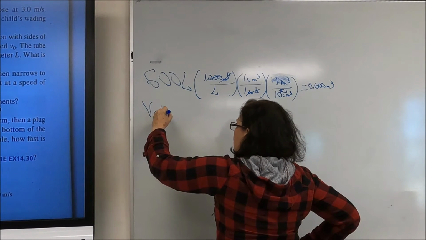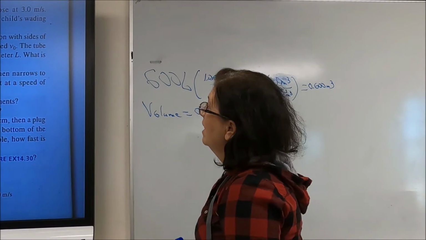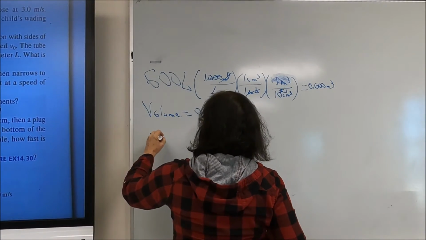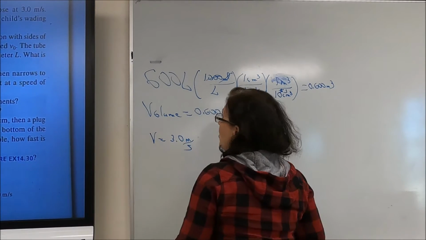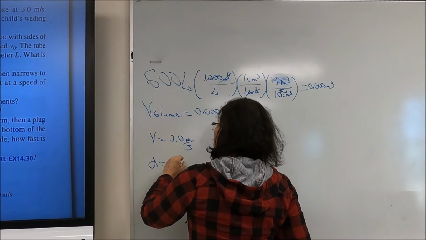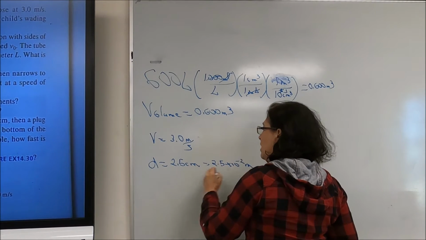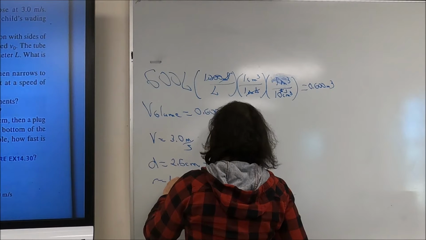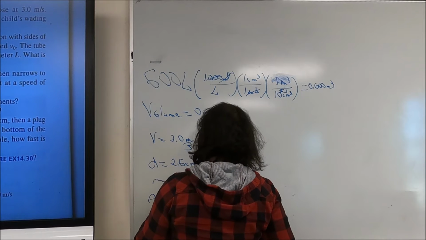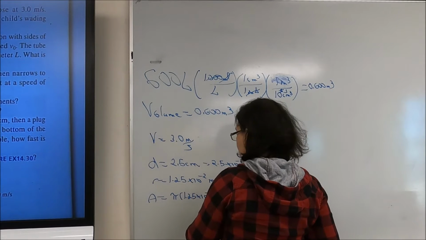So our volume is 0.600 meters cubed. The other thing that we're told is that V, our velocity, is 3 meters per second, and that our diameter is 2.5 centimeters. So that's 2.5 times 10 to the minus 2 meters. So the radius is 1.25 times 10 to the minus 2 meters. So our area is pi times 1.25 times 10 to the minus 2 meters squared.